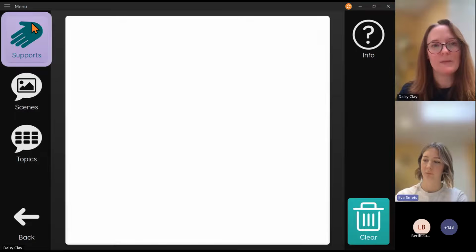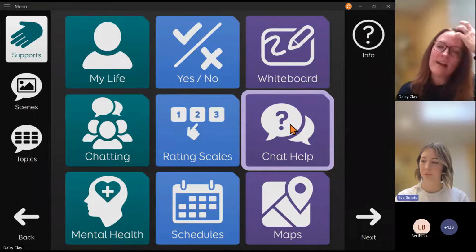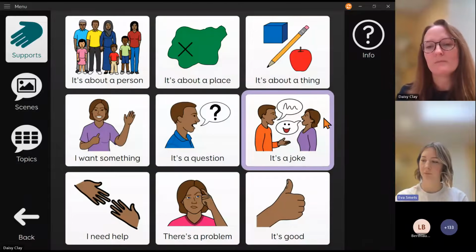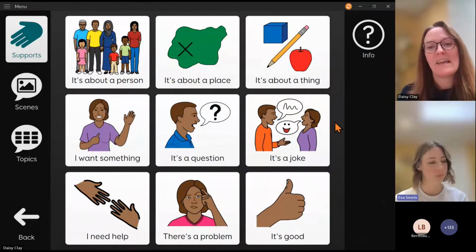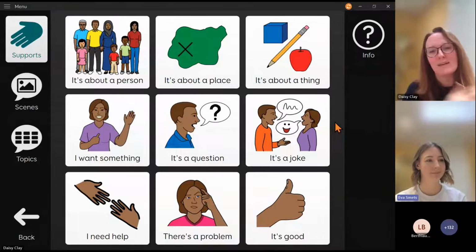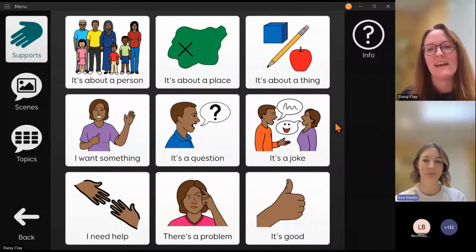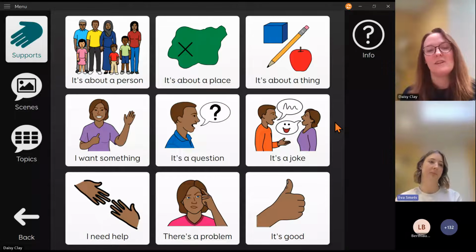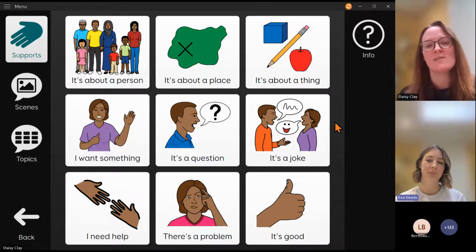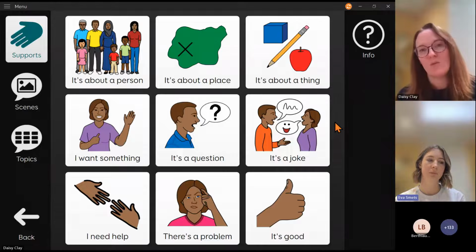Okay, back to supports. So the next support that we've got here is something called Chat Help. This is something that was developed as we were user testing and getting feedback from clinicians. It is designed to support with conversations. As well as having support to find single words and communicate about different topics, sometimes in a conversation you've maybe said a single word or gestured something, but your meaning still isn't clear. Chat Help can be really helpful to try and establish what that meaning is.